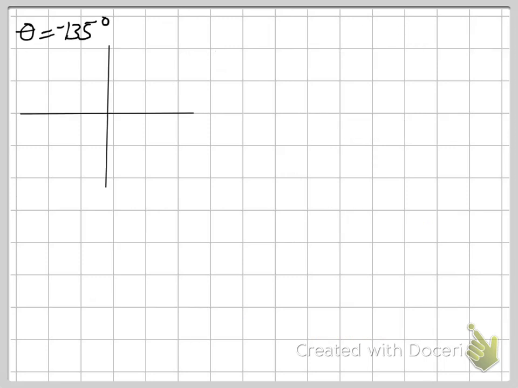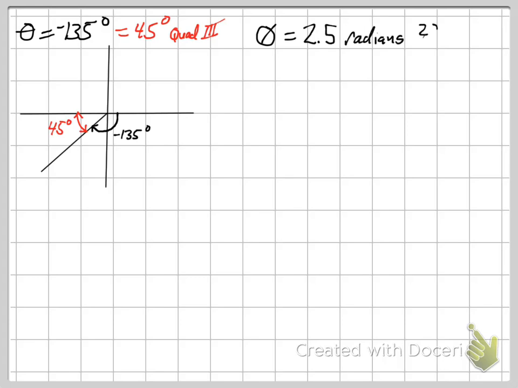What if my angle is negative? What does that mean? Well, we know when we drew angles, instead of starting from the positive x-axis and rotating counterclockwise, we start at the positive x-axis and rotate clockwise. All right, so negative 135 degrees is coterminal, or it's the same as a 45-degree angle drawn in quadrant 3, referencing the negative x-axis.